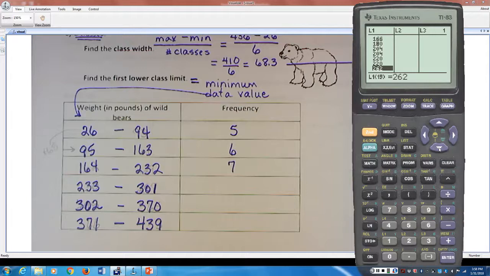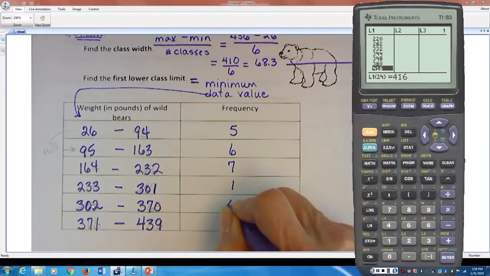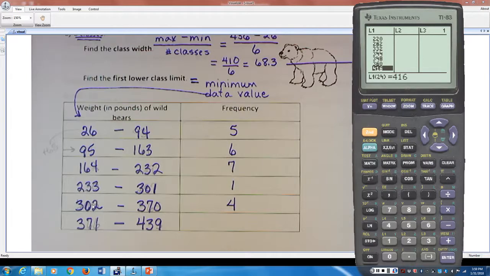So now I can start counting again, trying to put them in the 233 group, and I have to stop when I get to 302 or bigger. So there's 1, 2, ooh, I only had 1. It just went right away to bigger than. So I have 1 here. So then my next group starts with 302 and goes to 370. I have 1, 2, 3, 4, and I'm done. And all the rest should go in the last group. 1, 2.